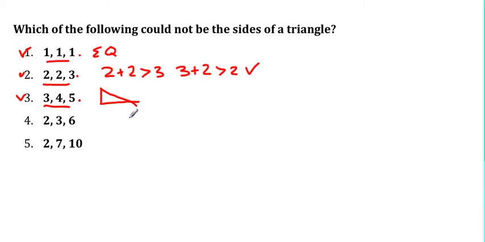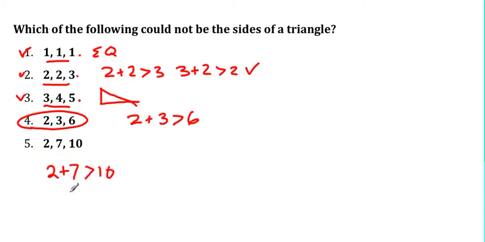How about a 2, 3, 6? 2 plus 3 is greater than 6. 5 is less than 6. That's our answer right there. 2, 7, 10: 2 plus 7 is greater than 10. 9 is greater than 10. Trick question. Wanted to see if you're paying attention. I've got 2 that are not triangles. The first 3 are. The last 2 aren't. It's my multiple choice test. I can make it the way I want it.